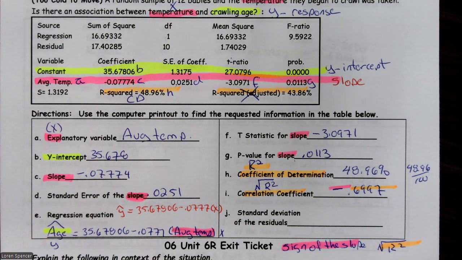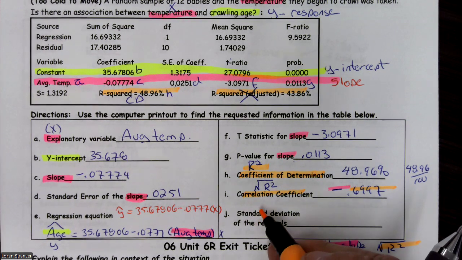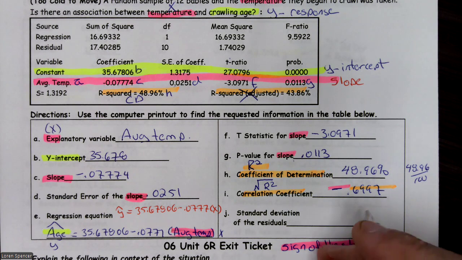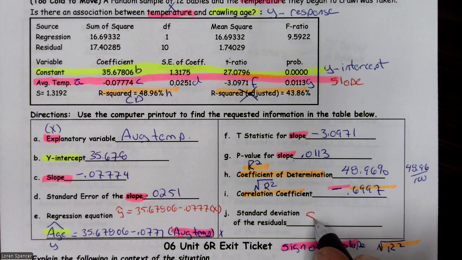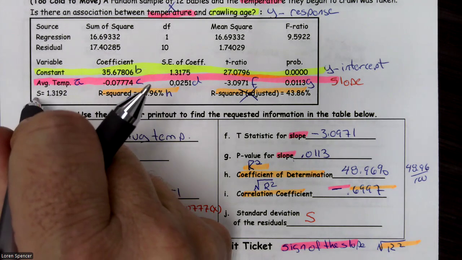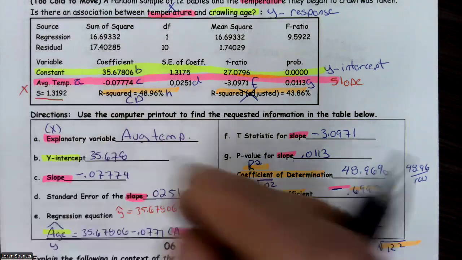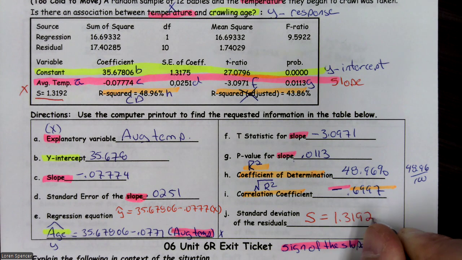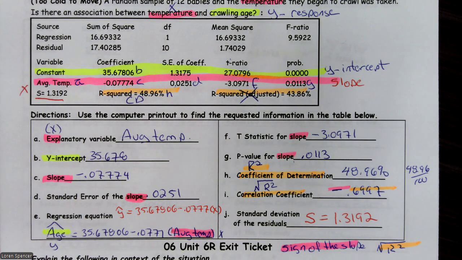The last thing it asks for is the standard deviation of the residuals, which is just our big S. And our big S is 1.3192. And that's our standard deviation of the residuals.